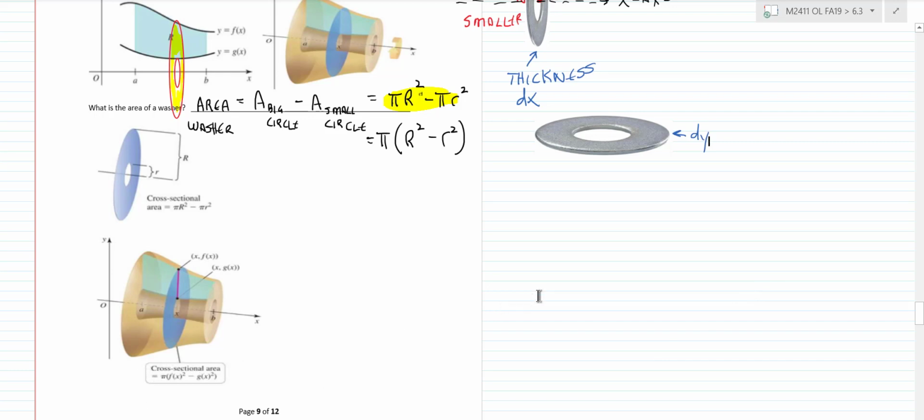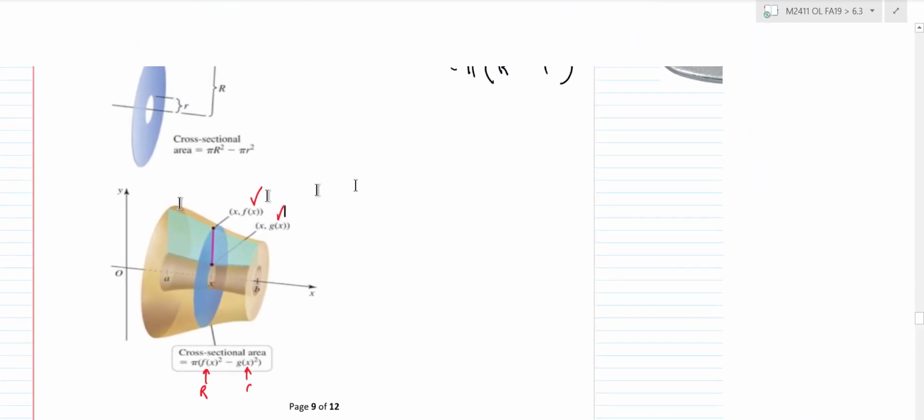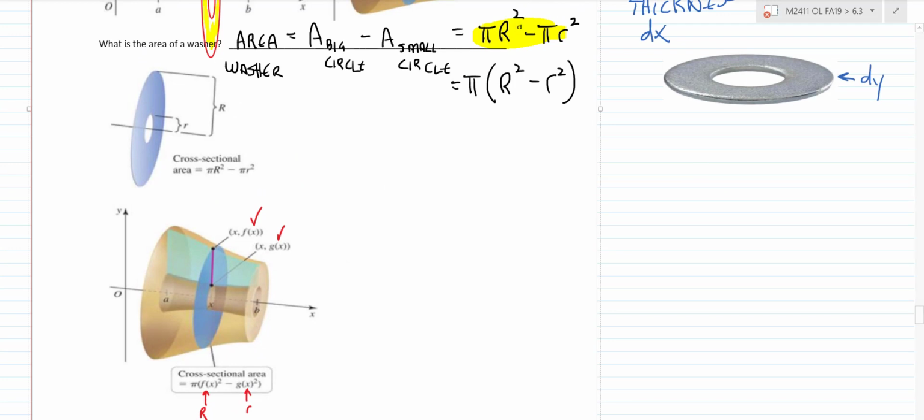This basically is going to show you this diagram down here. What this is saying is, this is the big radius, that's the small radius. So if you look at this washer right here, the big radius is given by f of x. The small radius is given by g of x, that's the lower curve. So what you ultimately get is this formula: pi times the upper curve squared minus the lower curve squared, like that.